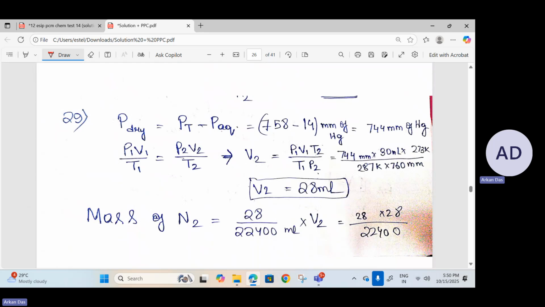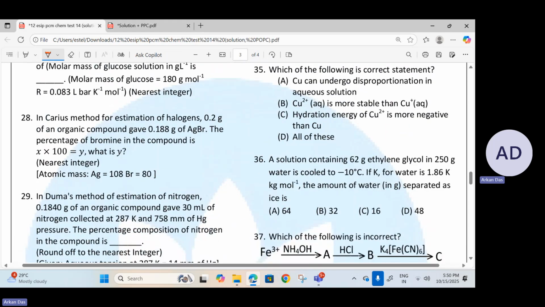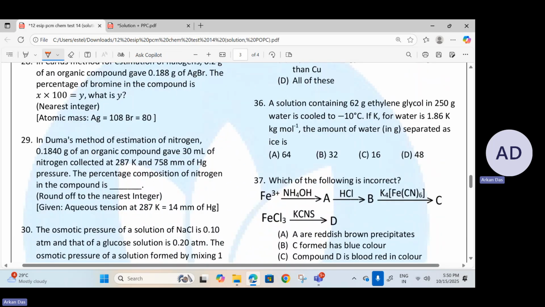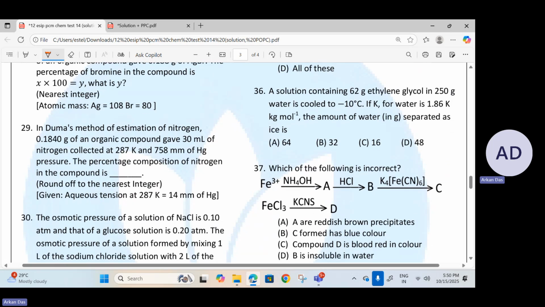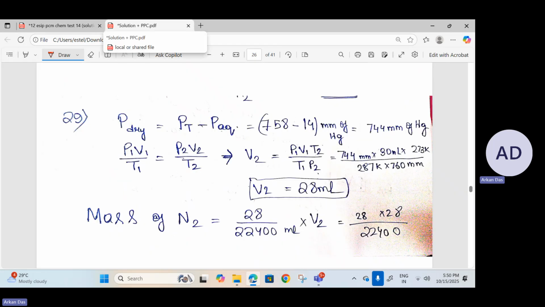Question number 29, I think it is either Dumas or Kjeldahl. Yes, Dumas' method it is. In an estimation of nitrogen, 0.1840 gram of an organic compound gives 30 ml of nitrogen collected at 287 Kelvin and 758 mm of Hg pressure. Percentage composition of nitrogen? So students, if you find out the dry pressure, that is P total minus P aqueous, the aqueous tension has to be subtracted. Once the aqueous tension is subtracted, you are going to get 744 mm of Hg.